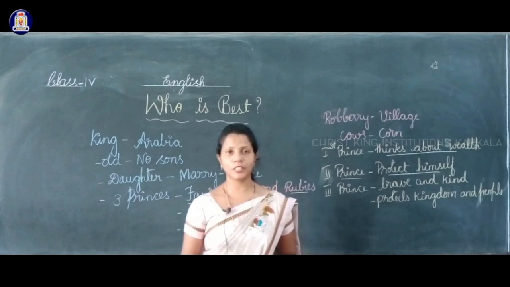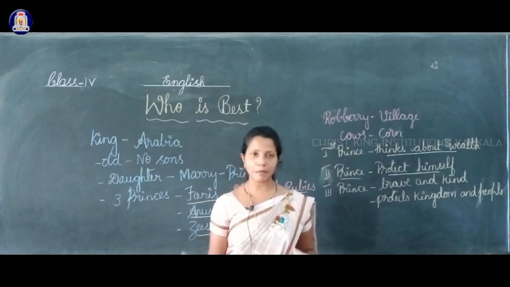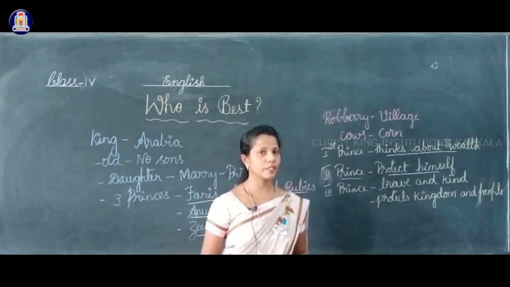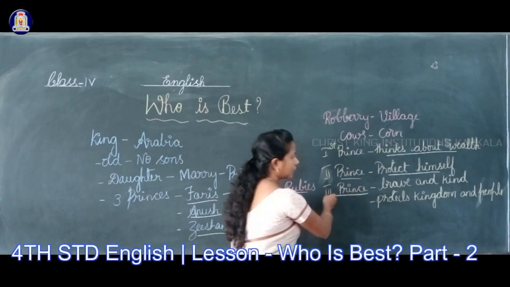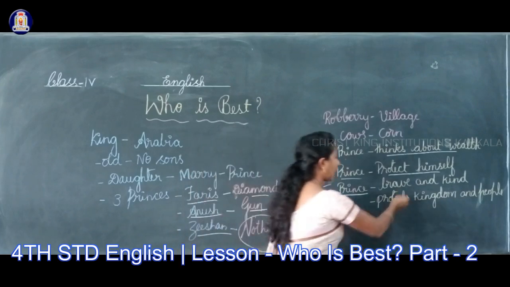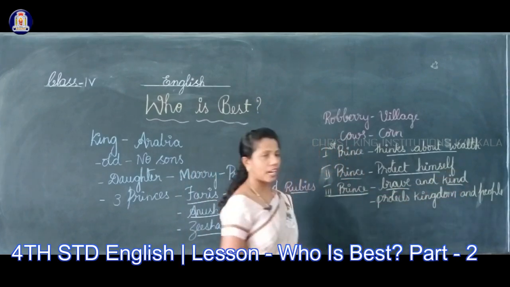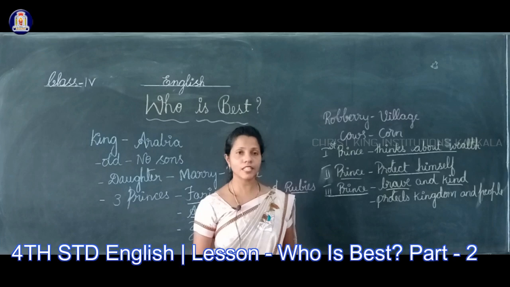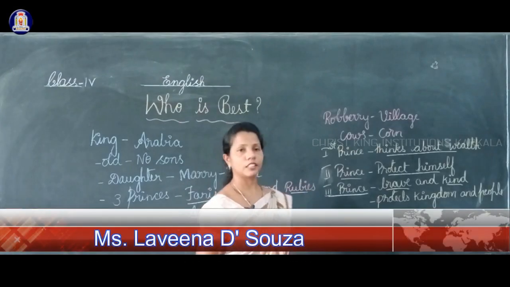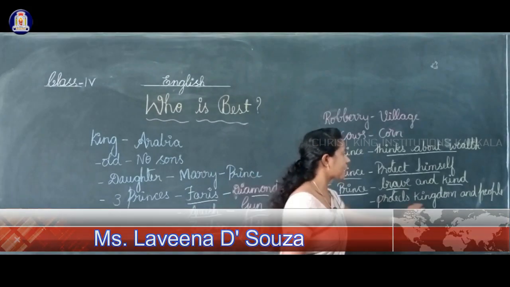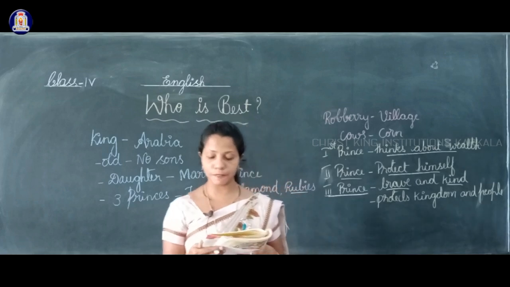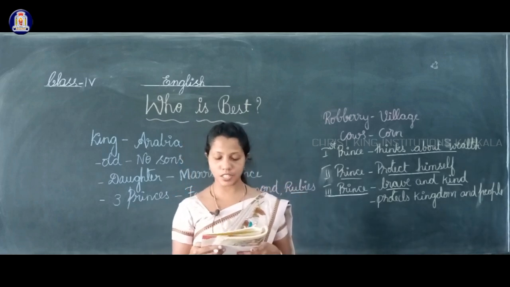So I told you in the last video who is best. Whom did the king choose? Now tell me, whom did the king choose? Yes, the king chooses the third prince, that is Zishan, because he was brave and he was kind. And he feels that he is the best prince or king to rule the kingdom because he protects the kingdom and people.